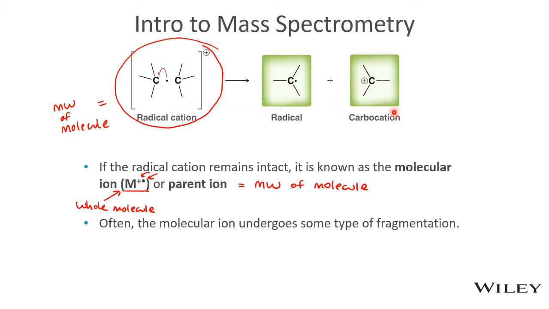After this fragmentation, the only pieces the machine is capable of reading is the positively charged pieces. So this is very important. Mass spec machines only locate the masses of the positively charged particles of a molecule. So these two pieces here, the radical and the carbocation, are the fragments of the whole molecule.